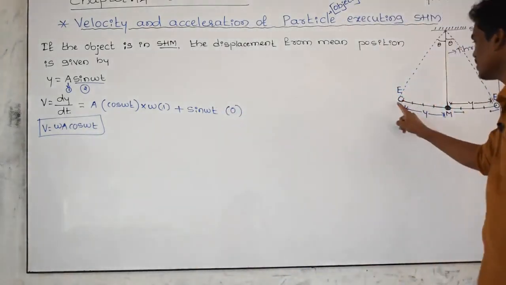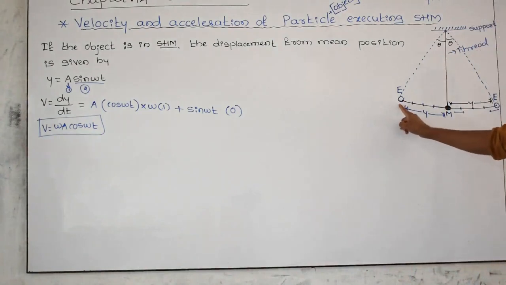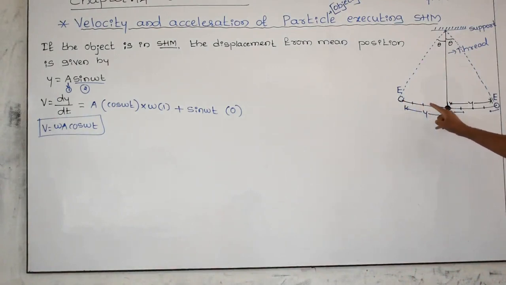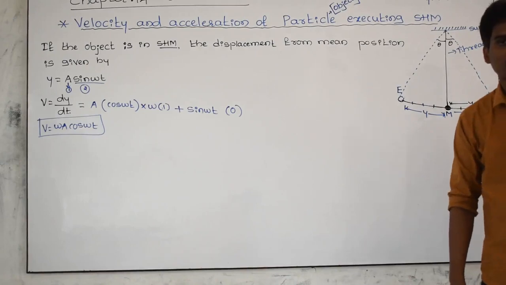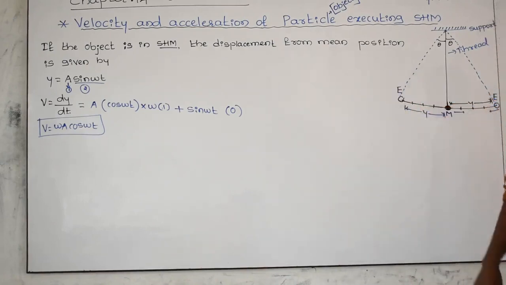What is the velocity of the object when it is at this point? At each and every point along its journey, the velocity of the object can be found by using this formula.